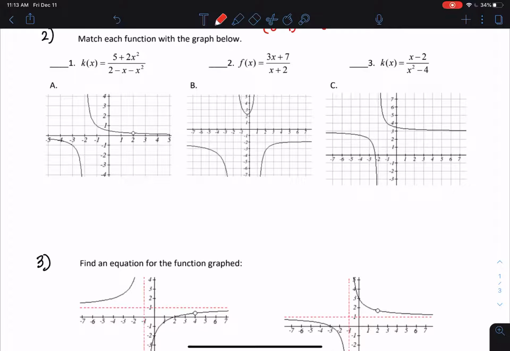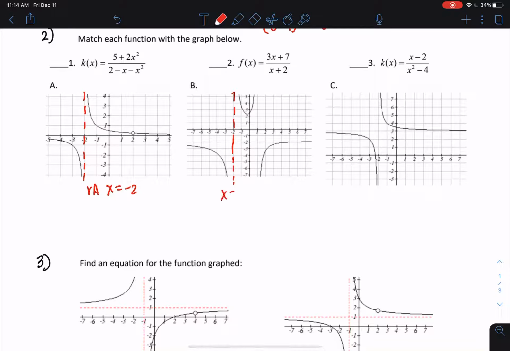Let's move on to the matching parts. Okay, so let's look at number 1. Actually, why don't we do this? Let's look at the graphs first. That might be easier. So from graph A, I realize I have a vertical asymptote at x equals negative 2. From graph B, I can see I have 2 vertical asymptotes.